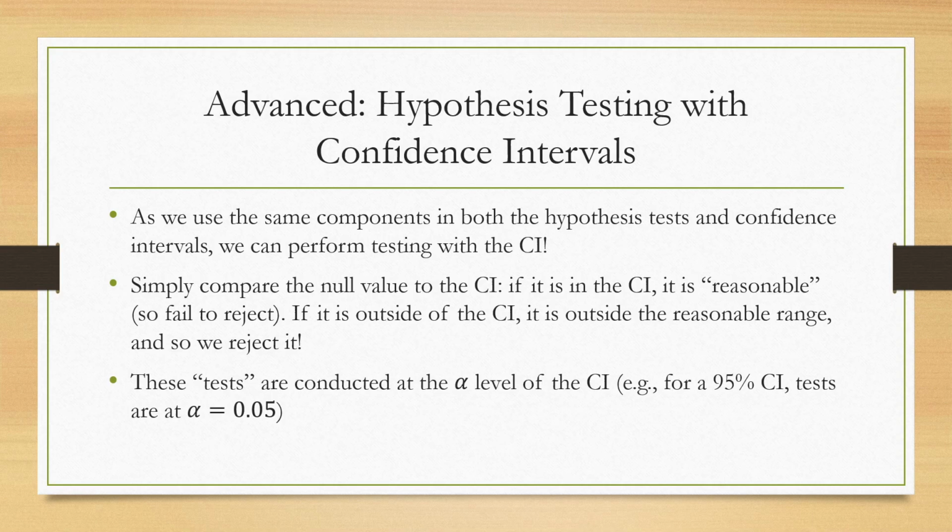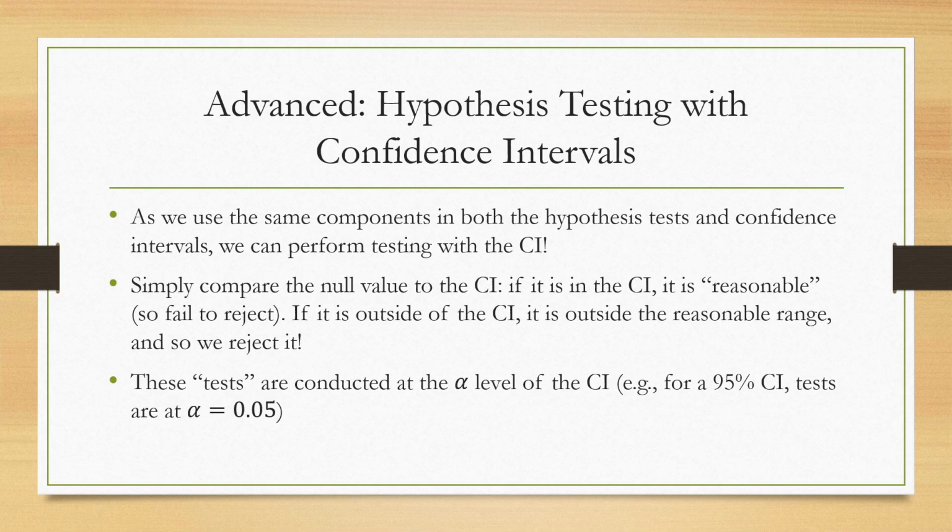Now, these tests are done at the alpha level of the confidence interval. So if it's a 90% confidence interval, the alpha level is 0.10. If it's a 95% confidence interval, the alpha level for the test is 0.05, etc. And this can be a really cool way to do hypothesis tests.